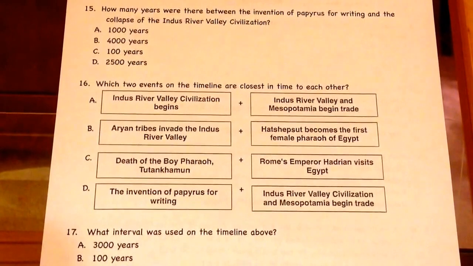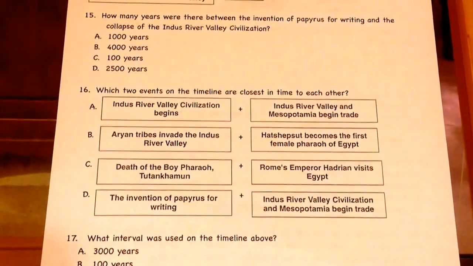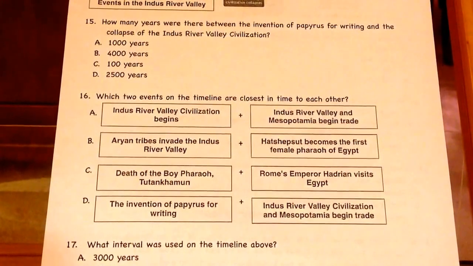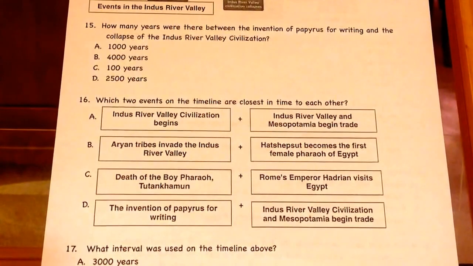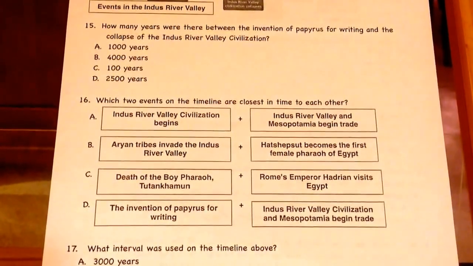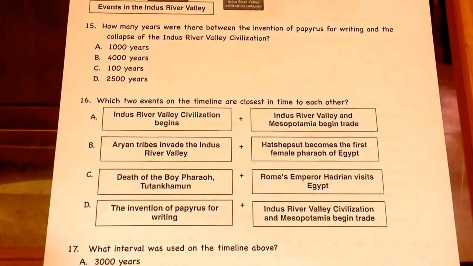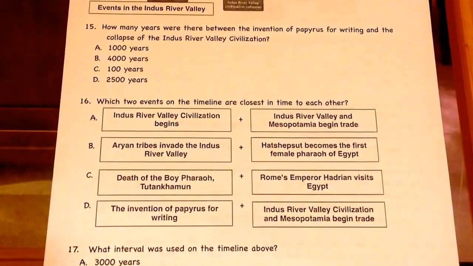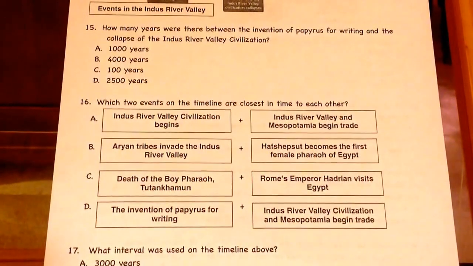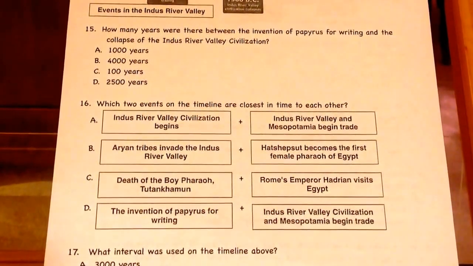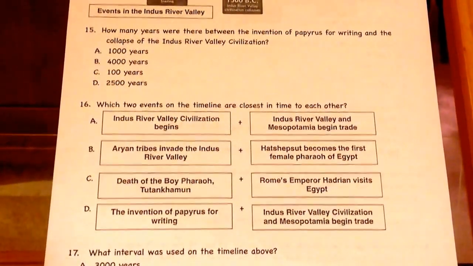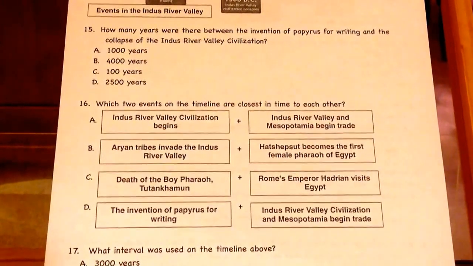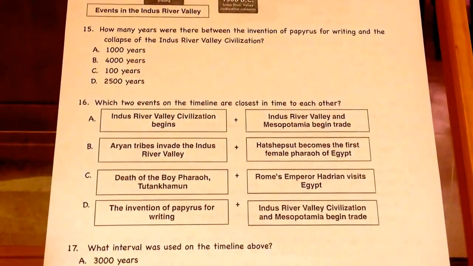A, Indus River Valley civilization begins and Indus River Valley and Mesopotamia begin trade. B, Aryan tribes invade the Indus River Valley and Hatshepsut becomes the first female pharaoh of Egypt. C, death of the boy pharaoh Tutankhamun and Rome's emperor Hadrian visits Egypt. Or is it letter D, the invention of papyrus for writing and Indus River Valley civilization and Mesopotamia begin trade?